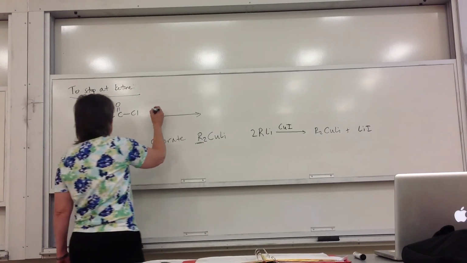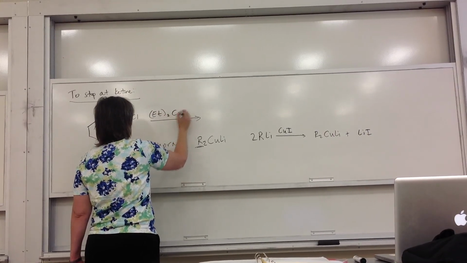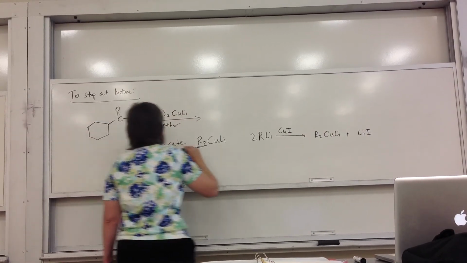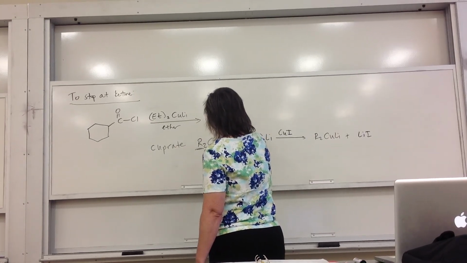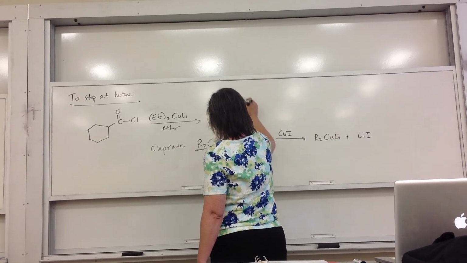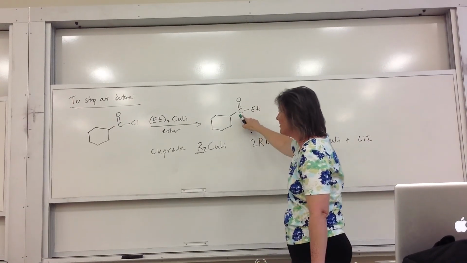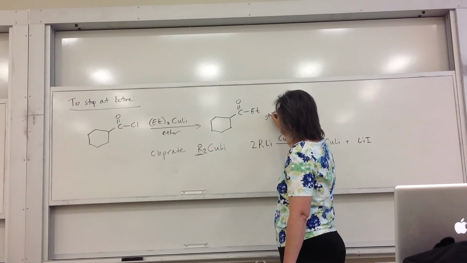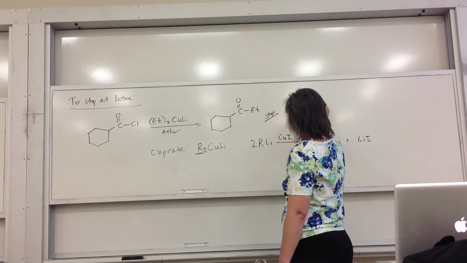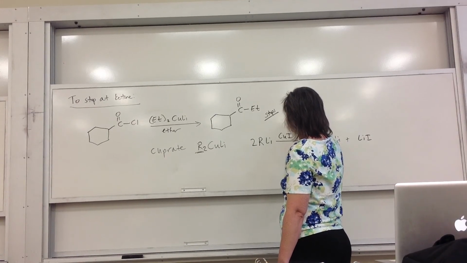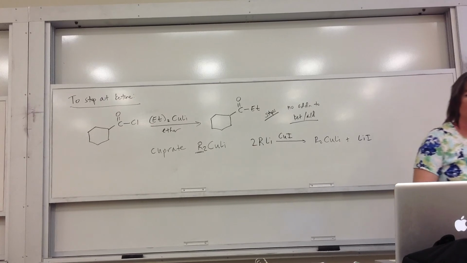So, I am going to add to it ethyl 2 CuLi in ether. And these guys do not add to ketones and aldehydes. So it goes there, I did that, and then it stops. No addition to ketones or aldehydes with cuprate. So it just stops right there.